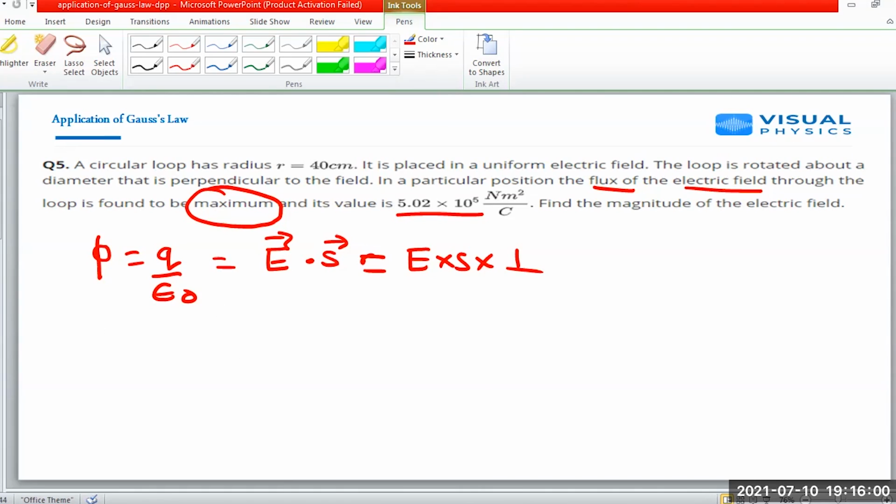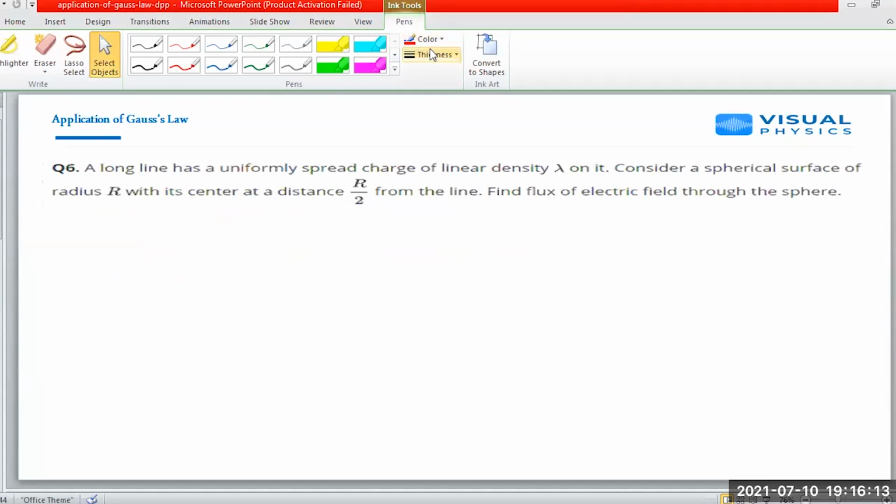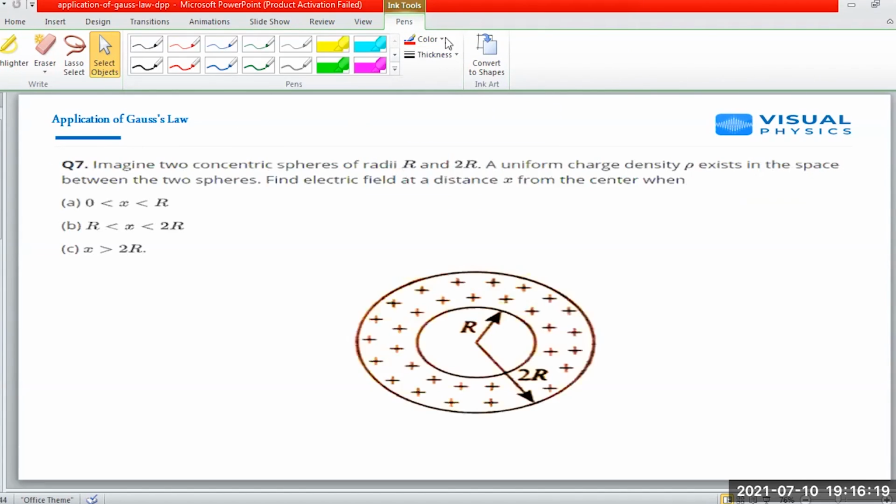I'm not solving this question. Everything is given. Electric field is given. Sorry, area is given. Radius is given, means area you can find, pi r square. Electric field you can calculate. Question number 7.